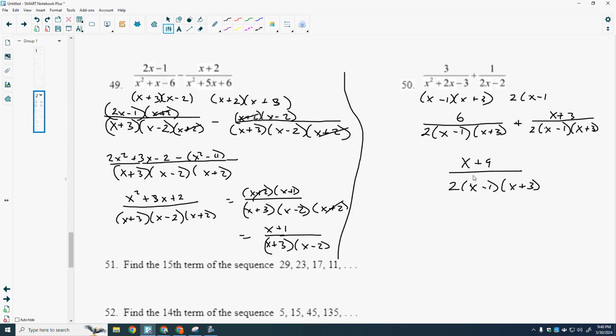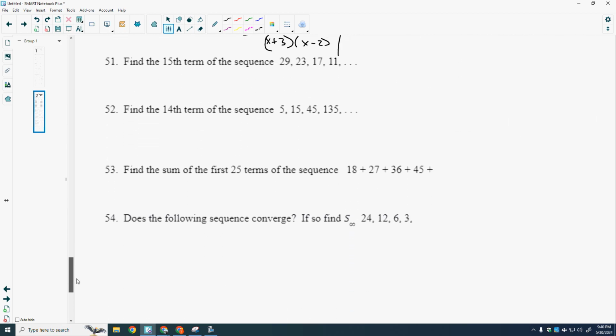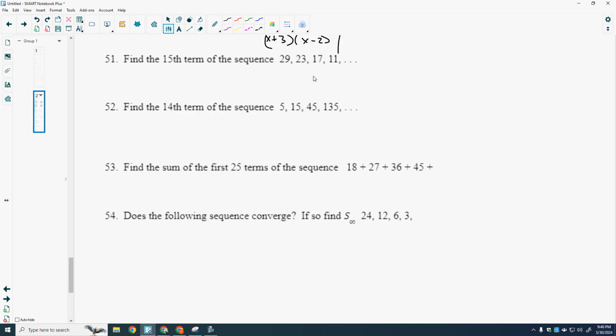All right. That was kind of a rough 5 to 10 minutes. Okay. Find the 15th term. So this is stuff we just got done doing. Arithmetic or geometric? Subtracting 6 every time, right? So it's arithmetic. So my sequence equation is a sub 15, which is what I'm looking for, equals first term 29 plus n minus 1 times d, which is a negative 6.